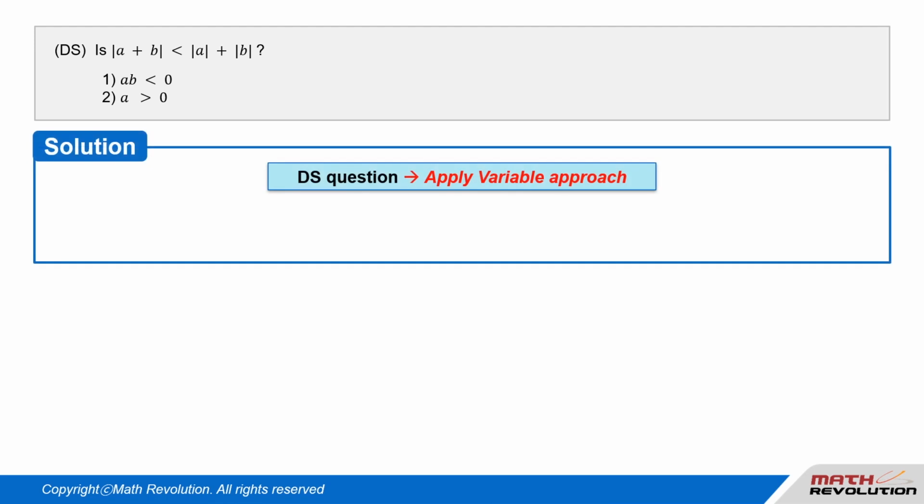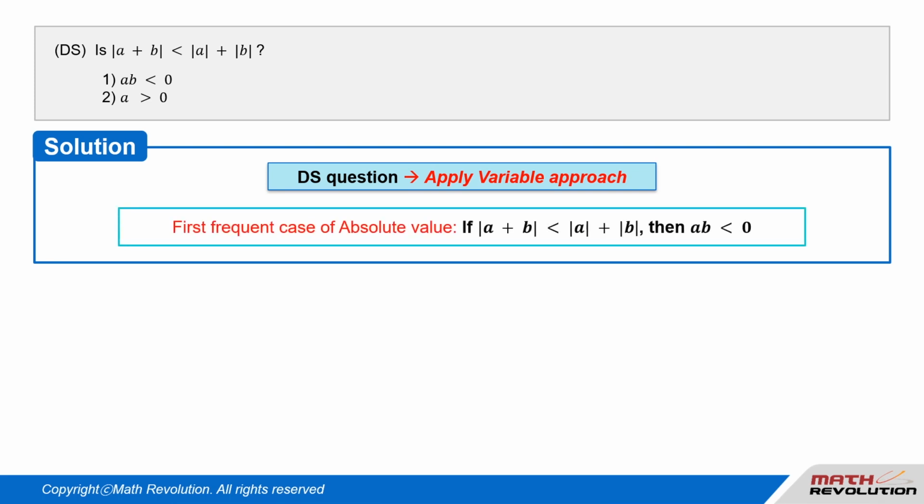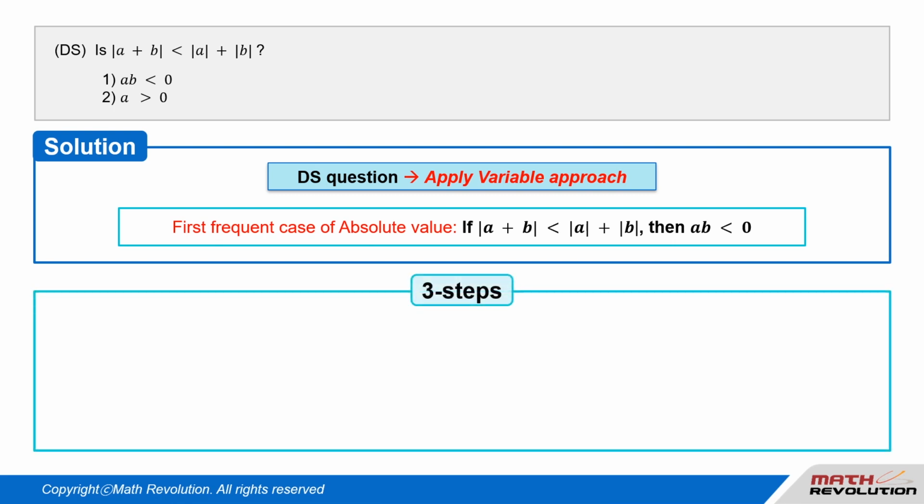Solution. Let's solve this DS question using the variable approach. This question deals with the first frequent case of absolute value. Case 1. If |A + B| is less than |A| + |B|, then A times B is less than 0. Let's apply the 3 steps suggested previously.